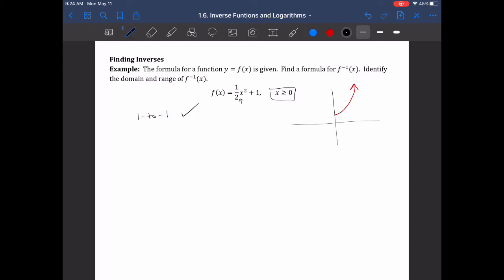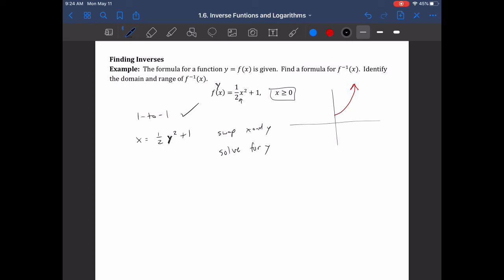So how do we go about finding the inverse? Well, it's pretty simple. We simply change f of x to y. So we replace, remember, f of x is just y, right? y equals 1/2 x squared plus 1. So what we're going to do is swap x and y. So we'll make this x equals 1/2 y squared plus 1. So we're going to do that instead. And then we're going to solve for y. So we swap x and y. We solve for our new y there.